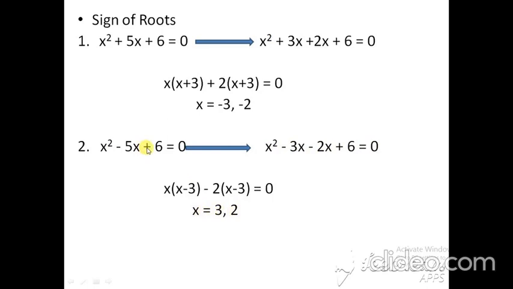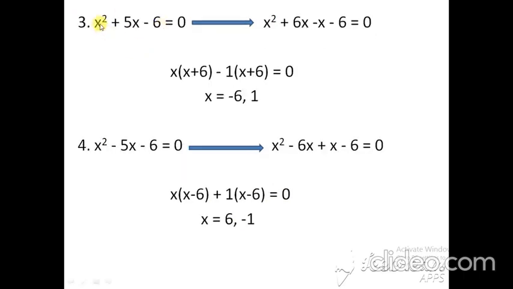So when the sign is positive at c and negative at b, the roots are positive. In the earlier case, when both the signs were positive, the roots were negative. In this case, when the sign at c is positive and the sign at b is negative, both the roots are positive. You can keep this in mind so that whenever you come across simple questions regarding the sign of roots, you can solve them by using this method.